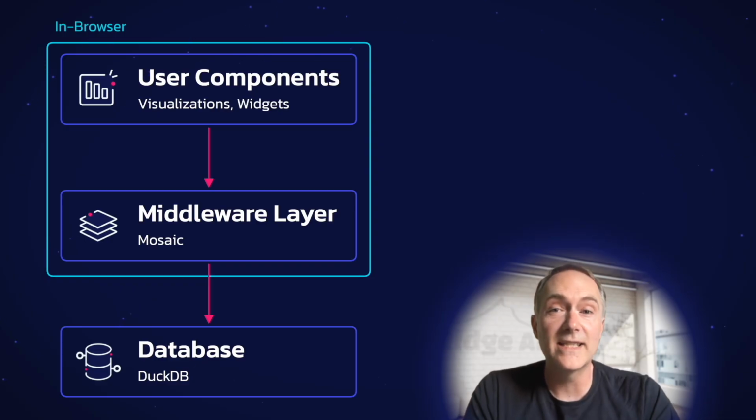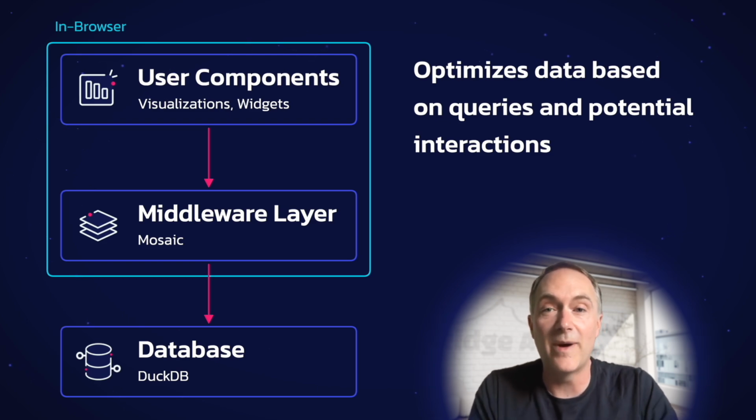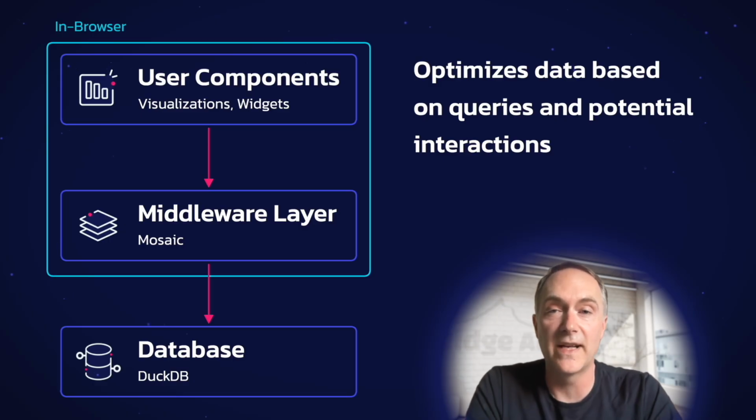But along the way, it gets to see all of these queries. But as we'll talk about, it also sees what the potential interactions are going to be, and then uses that to provide a variety of optimizations that make that process of interactively updating the data much, much faster. In some cases, multiple orders of magnitude.